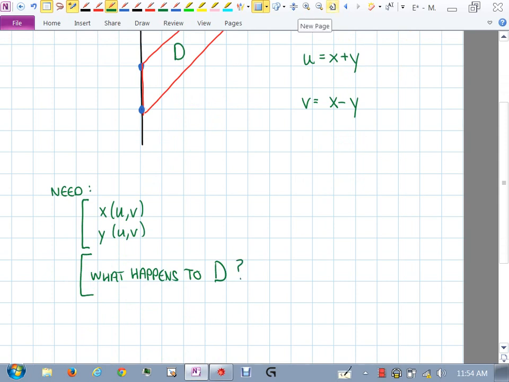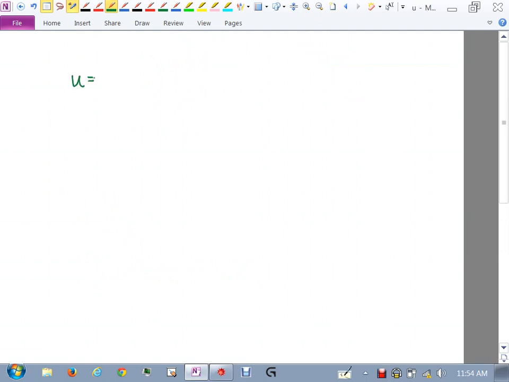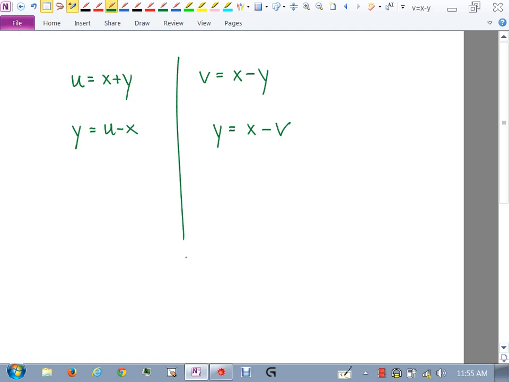All right, next page. I know that u is equal to x plus y. I know that v is equal to x minus y. So what do you think we can do here? Solve for y in both of them? Okay. Anyone have a problem with that? Good. There's nothing that says you can't do this. So if you solve each of those equations for y, you get that. And then set them equal to each other.